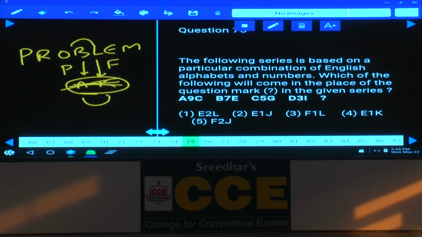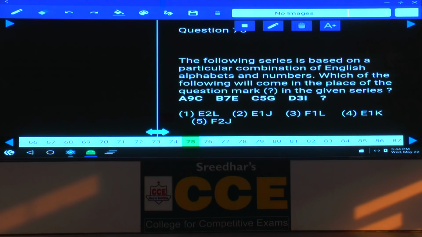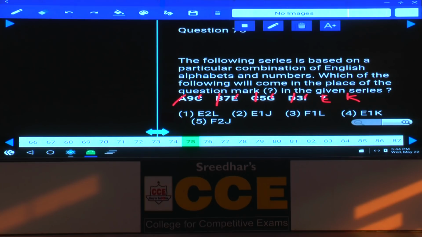Then question number 75, A, B, C, D. First check out the first elements here, A, B, C, D, E. And the last element C plus 2, E plus 2, G plus 2, I plus 2 is K, E and K. Among the given choices, E and K is given only in choice 4. And the numbers 9, 7, 5, 3, 1. Now the numbers are the odd numbers in the descending order, choice 4.